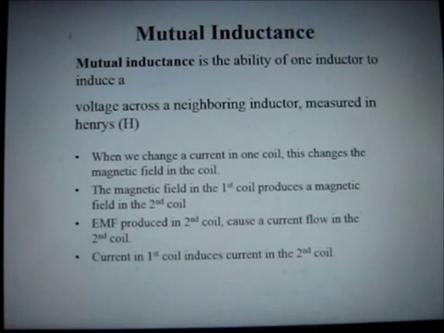Now what is mutual inductance? We have learned it before already. Again, recall it. It is just the ability of one inductor to induce a voltage across a neighboring inductor. When we change the current in the first coil, this changes the magnetic field in that coil. The magnetic field in the first coil produces a magnetic field in the second coil. Hence, an EMF is produced in the second coil, which causes a current flow in the second coil itself. So, current in the first coil induces a current in the second coil. This is the basic concept about mutual inductance.